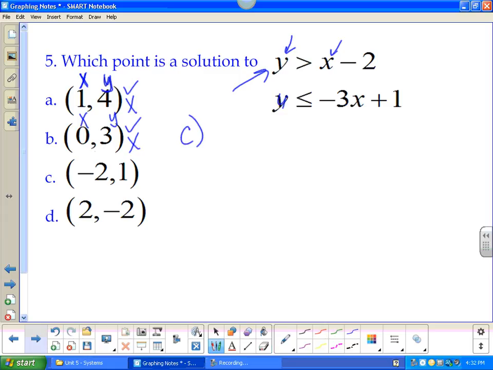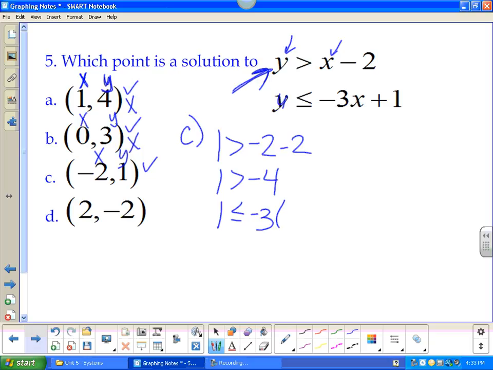So let's try C. Again, we're going back into the top one. So 1 is greater than negative 2 minus 2. Is 1 greater than a negative 4? Yes. Okay, let's plug it into the second one. 1 is less than or equal to negative 3 times negative 2 plus 1. That'd be 6 plus 1. That's a 7. Is 1 less than or equal to 7? Yes. So he's our winner. He is the one point that works for both inequalities in this system.